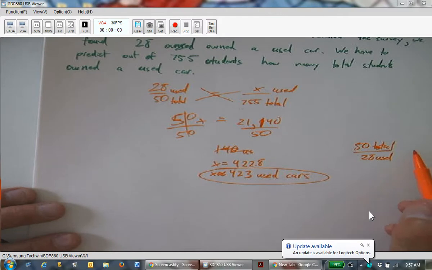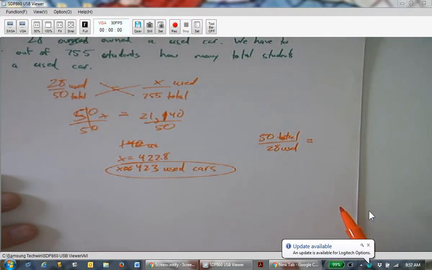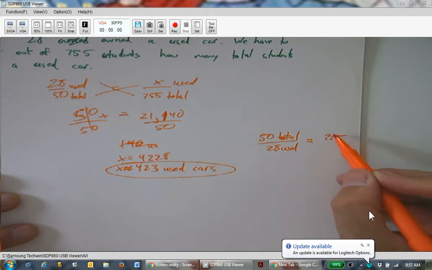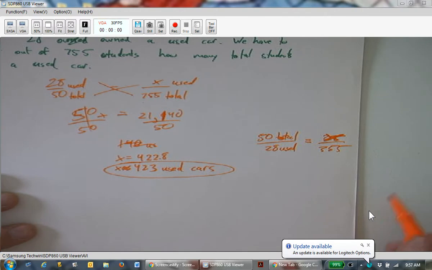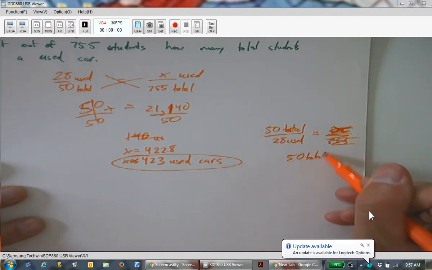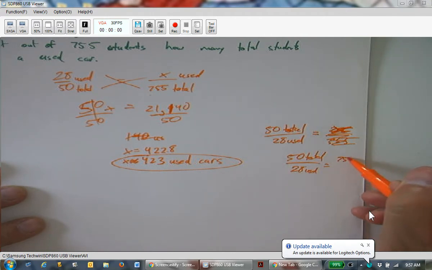Because if I try to solve, let's just look at it from a mathematical standpoint. If I had it set up like this, how would I set up the other ratio? Set it up the same way, right? Is it exactly the same way, like x over 755? No. You have to take the reciprocal. So you just have to keep the units the same. 55 over 28 used is equal to 755 total, which is what you did, Alex, over x used.